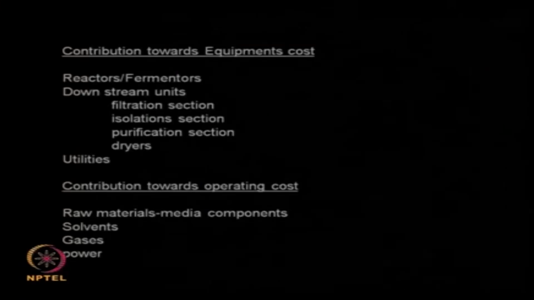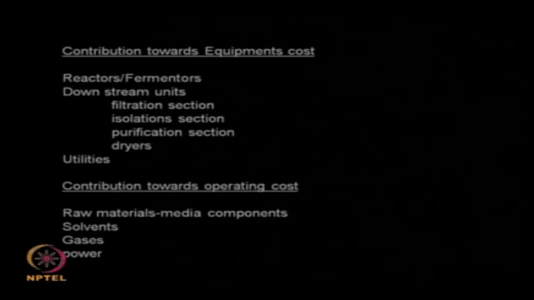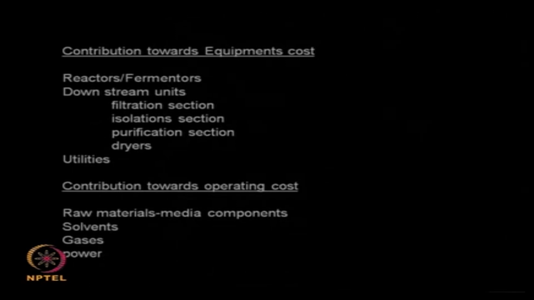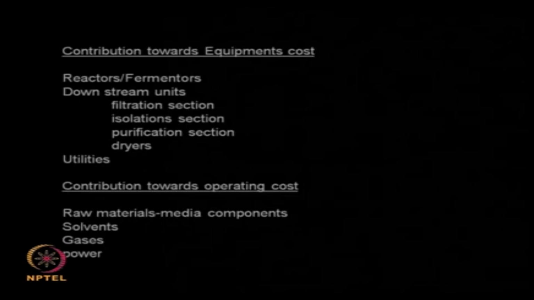If you look at equipments, they are made up of reactors, fermenters, downstream units like filtrations, isolation units, purification units, dryers, and so on. All of them add to the overall equipment cost. And if you look at the operating cost, there are solvents, raw materials, media components, gases, power, and so many other small utilities which add up to the operating cost. So the cost of the final product will depend upon your operating cost, and it also indirectly depends upon your equipment cost. How does it indirectly depend on equipment cost?